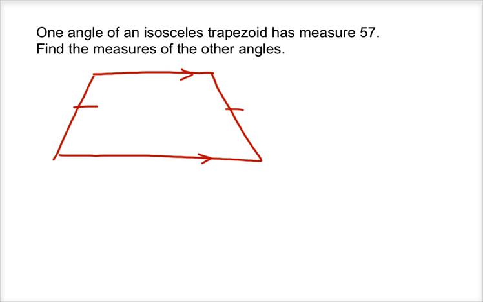And if one of the angles has a measure of 57, the fact that it's an isosceles trapezoid means the base angle over here should also be 57. Know that same side interior angles have to be supplementary. So if I take 180 and subtract 57, I end up with 123, which means that the other base angle is going to be the same thing.